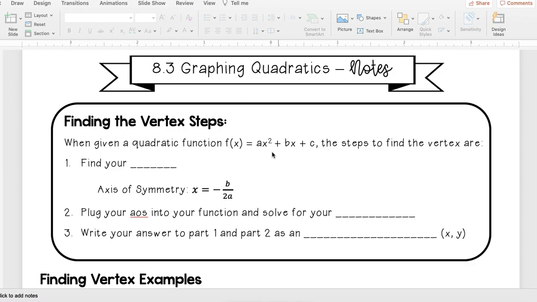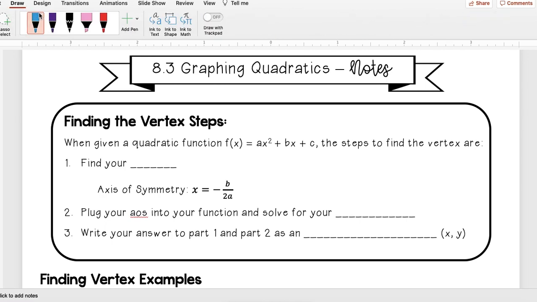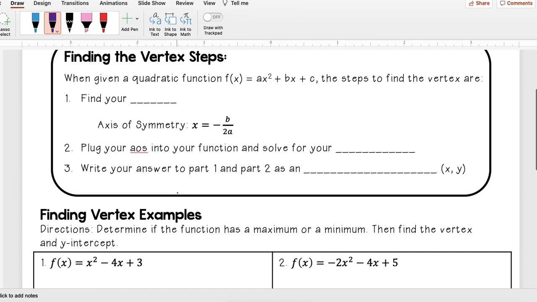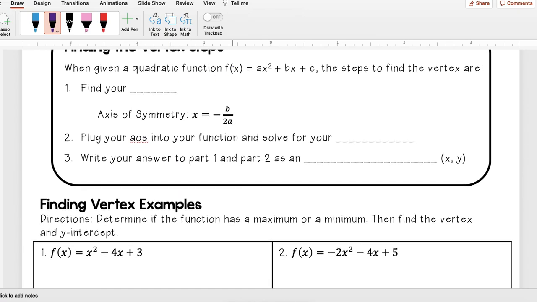Hello everyone. Today we're going to be going into a new section, 8.3, and this one's going to be all about graphing quadratics. For this first video, we're going to learn about finding the vertex by hand. So if we're just given the equation, we're going to learn how we can use that equation to actually find where our vertex is.